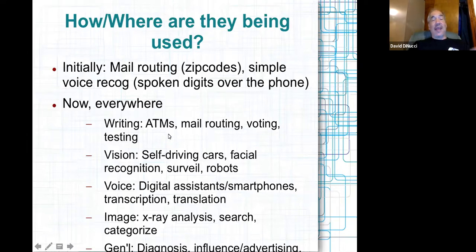So as far as ATMs, we couldn't be writing checks and putting them into the ATMs if it didn't recognize all that stuff. Voting is recognizing our signatures and ensuring those are correct. Vision for self-driving cars, facial recognition, and of course, surveillance, and the Chinese are especially worried about surveillance. There's surveillance all over China, and I really hesitate to point to them and say, oh, they're the surveillance state. I have a suspicion that there's about as much surveillance here, but I won't get into that.